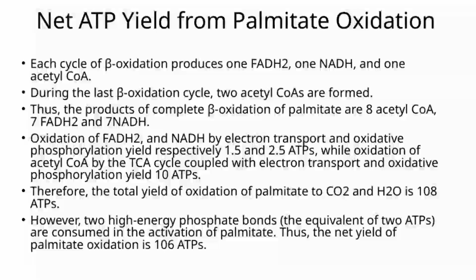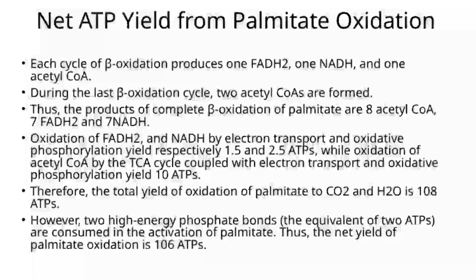Now, each FADH2 and NADH can be oxidized in the electron transport chain. FADH2 yields about 1.5 ATP, and NADH yields about 2.5 ATP. Meanwhile, each acetyl-CoA, when it enters the TCA cycle and undergoes oxidative phosphorylation, produces approximately 10 ATP. When we total all of these, the complete oxidation of palmitate results in roughly 108 ATP molecules.